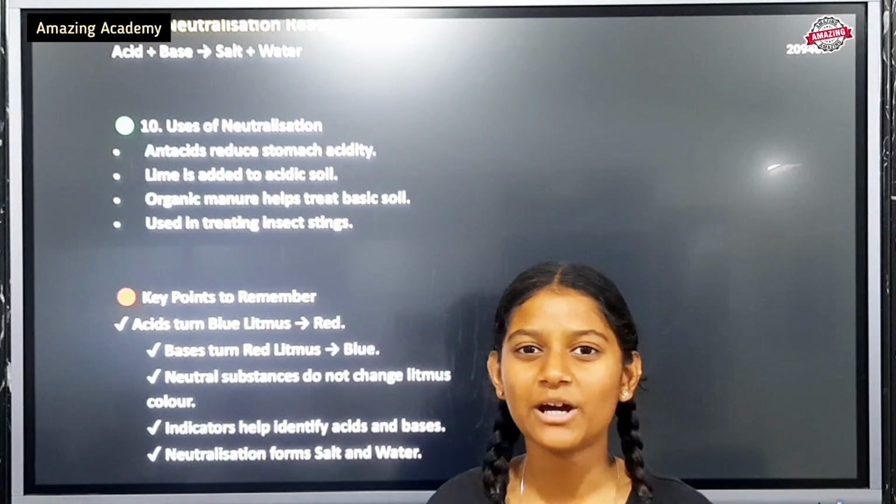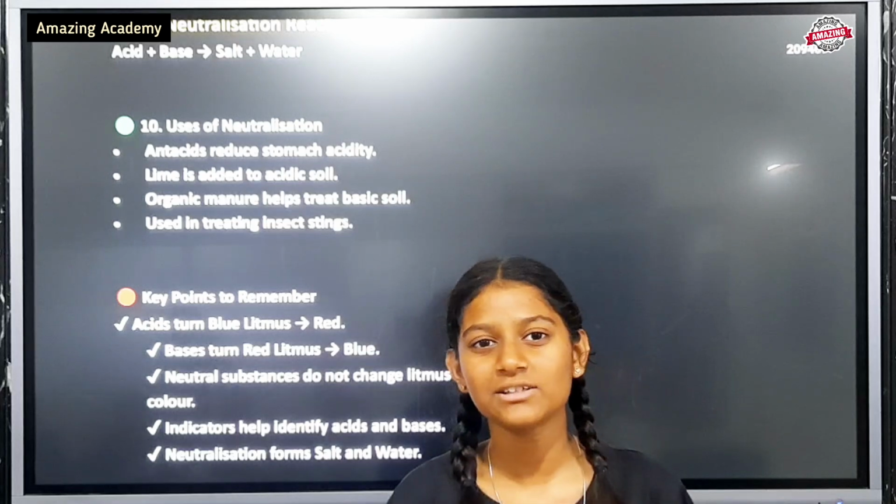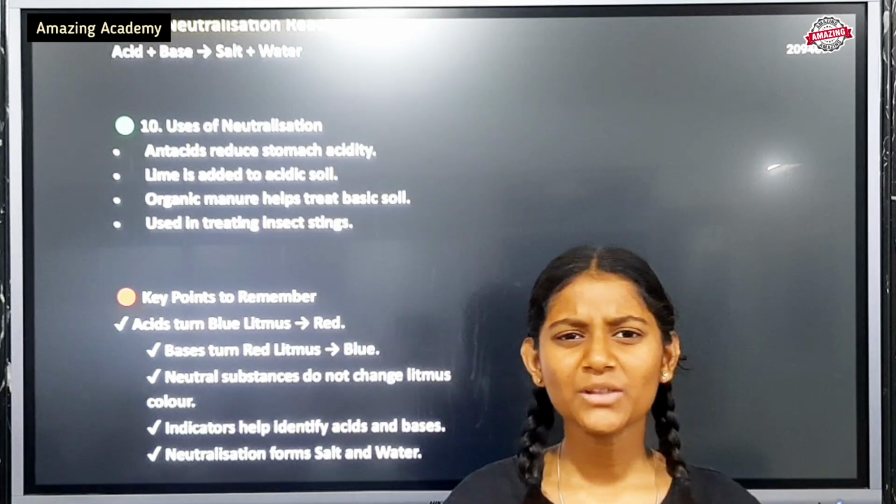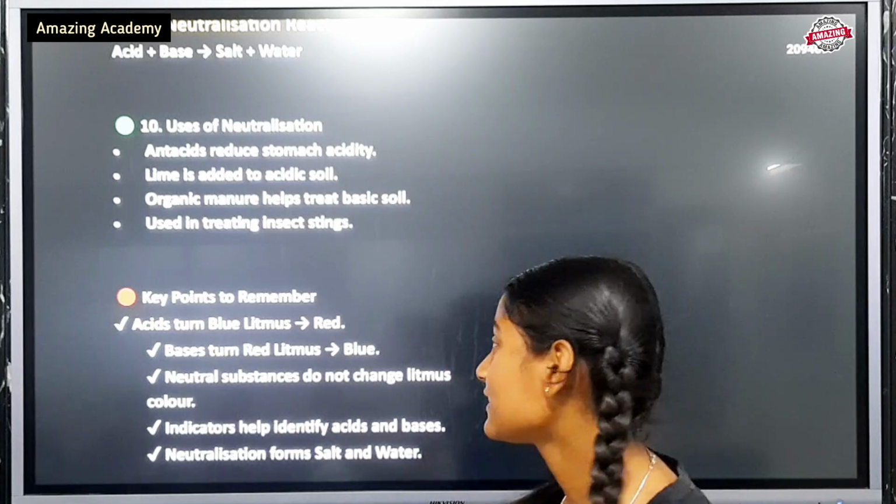Usually in farms you might have seen farmers using fertilizers, which also help in resisting insects.